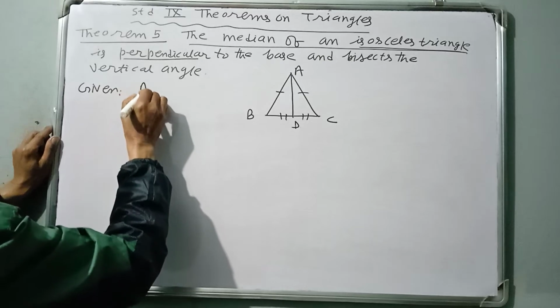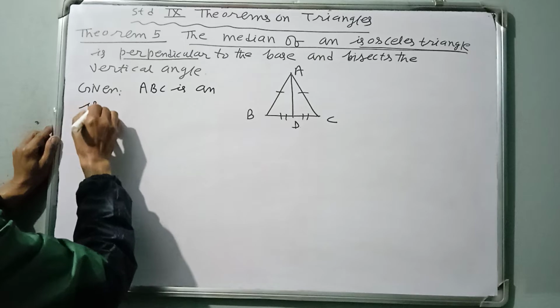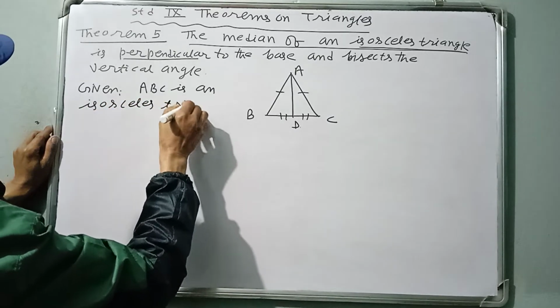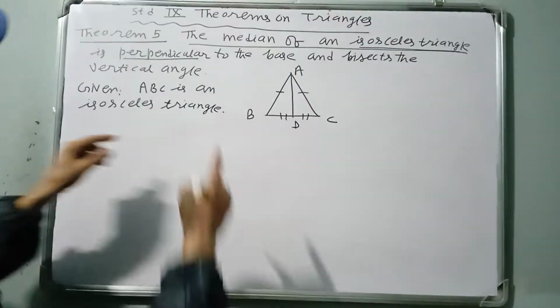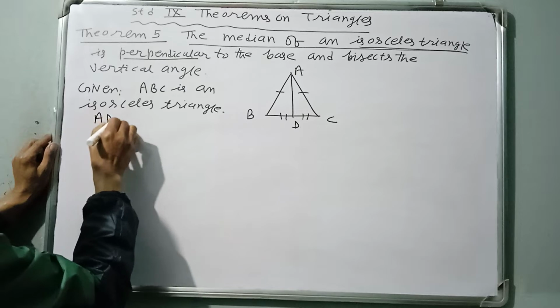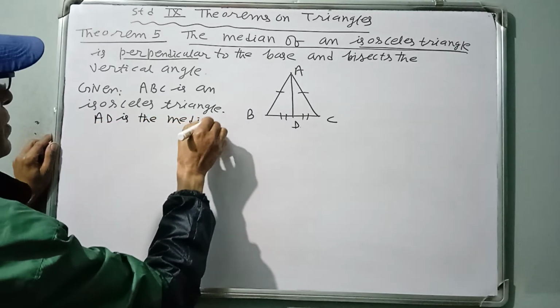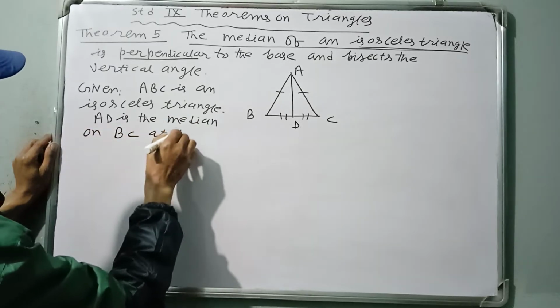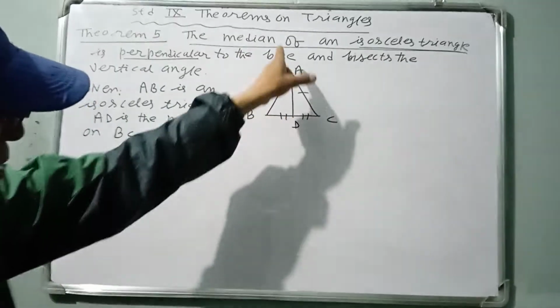Given is: ABC is an isosceles triangle. That is given. Median is AD. AD is the median on BC at D. What do you mean by AD? AD is the median, means a straight line.